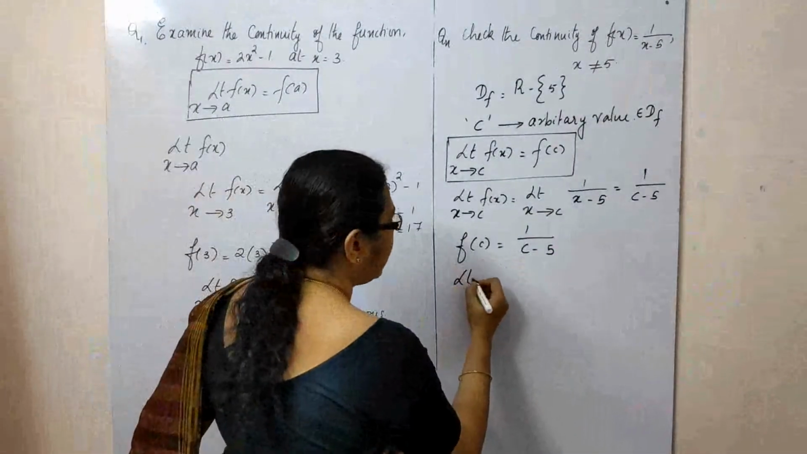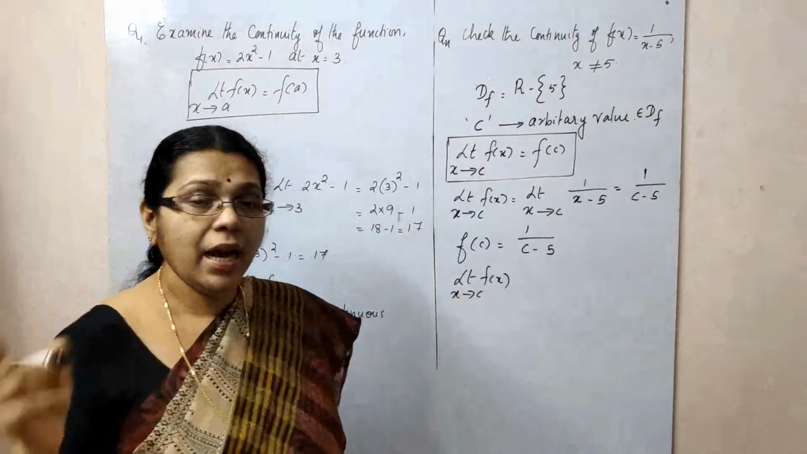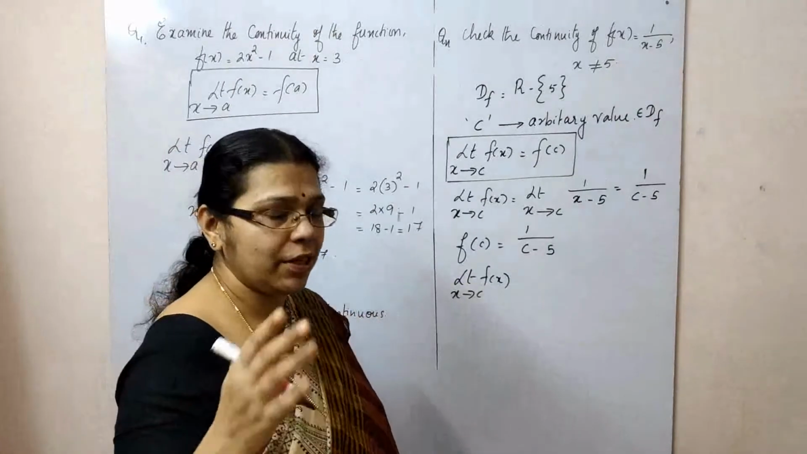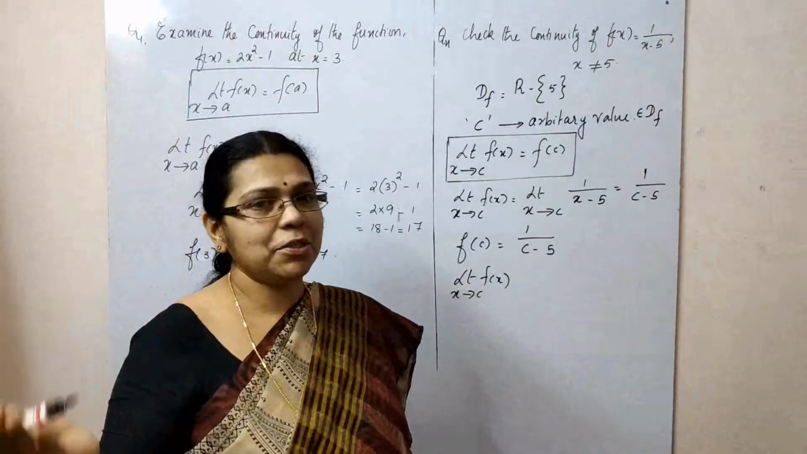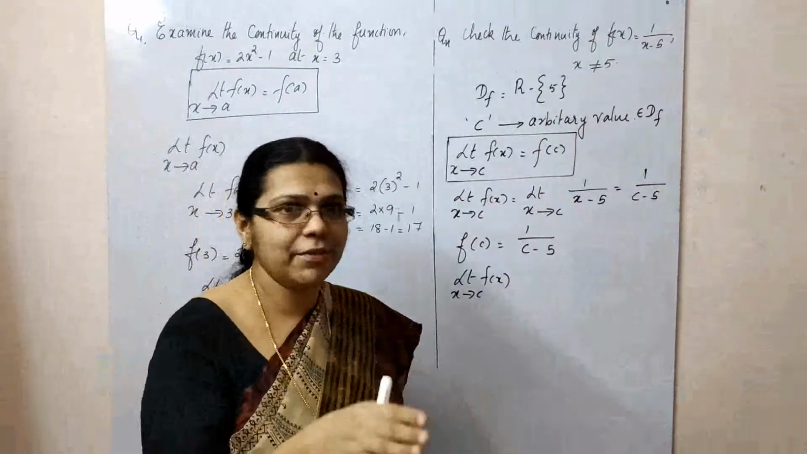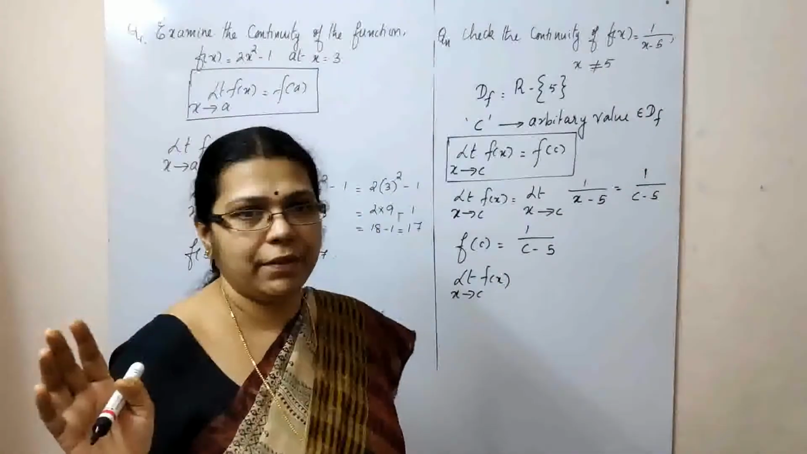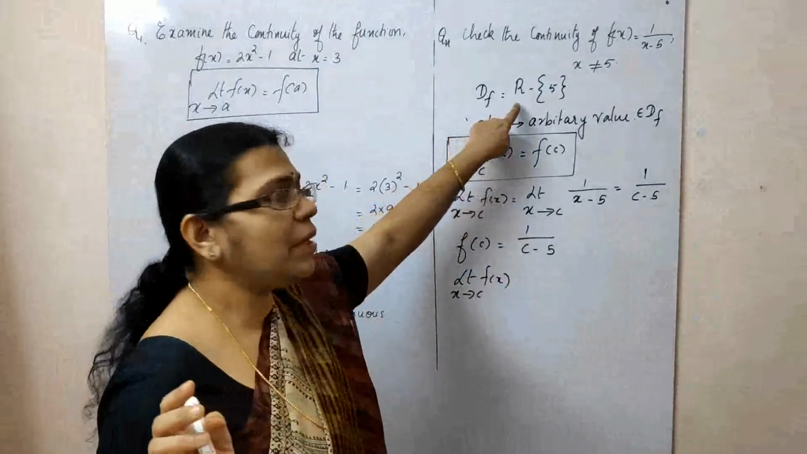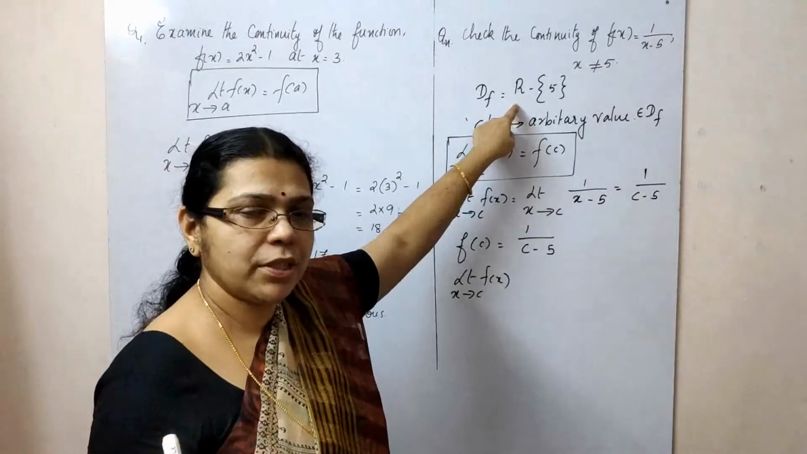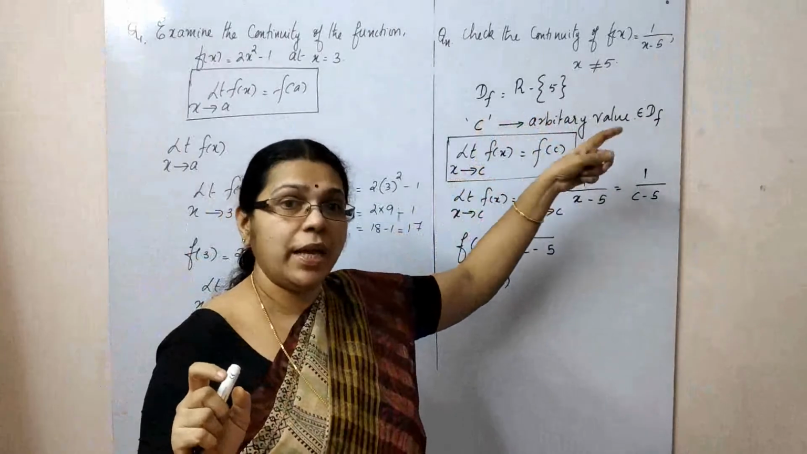Now you see that limit x tends to c of f of x, where c is any arbitrary value. What do you mean by arbitrary value? c can be 5, c cannot be 5, c can be 1, 2, 3, c can be negative 5, of course. c can be any other value that is not 5. So, any value that belongs to the domain of the function, c can be any value that belongs to the domain of the function. I am not taking a specific value, but it is an arbitrary value, any value.